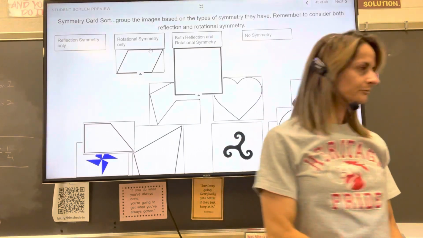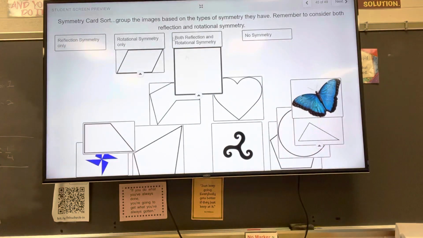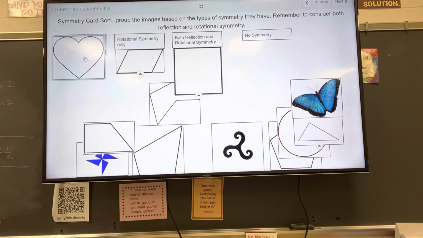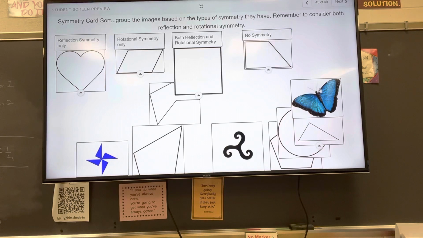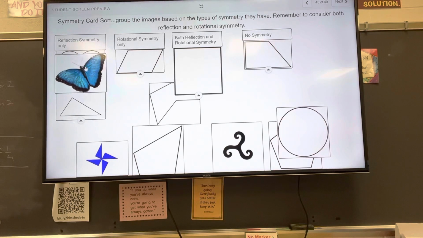Good on that? All right, the heart can be folded right down the center. That's got reflection symmetry only. This one's got none. The butterfly can be folded in half.